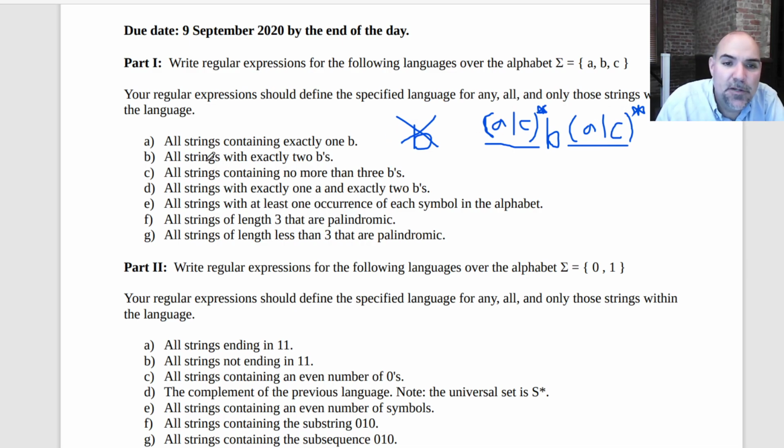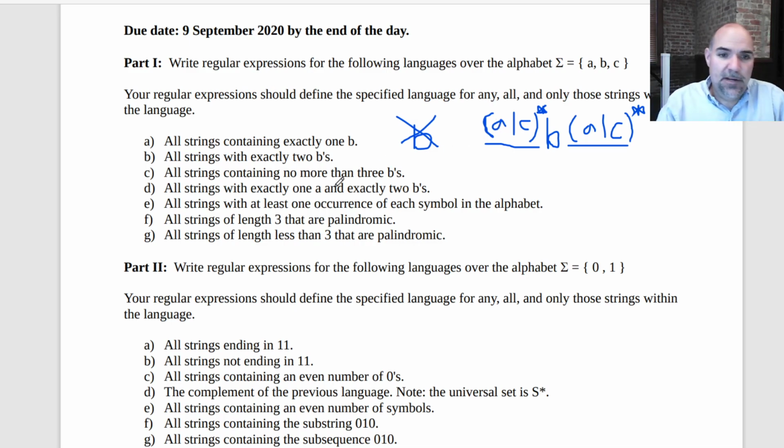Now moving on to number 2 here, all strings with exactly 2 B's. Notice that the initial reaction might be, well, I'll just take the same thing, I'll just put B in the middle. But notice it doesn't say the B has to be right next to the other B. There could be something between those 2 B's. So I'll let you puzzle out how to do that. Notice that these are going to take a little bit of effort because it says your defined language, or the specified language, should work for any, all, and only those strings within the language. In other words, we can't have any that are left out. We can't have any extra ones that don't belong in the language.